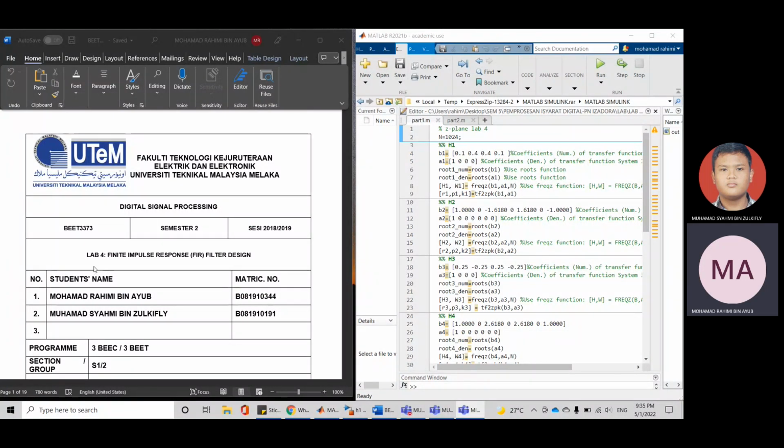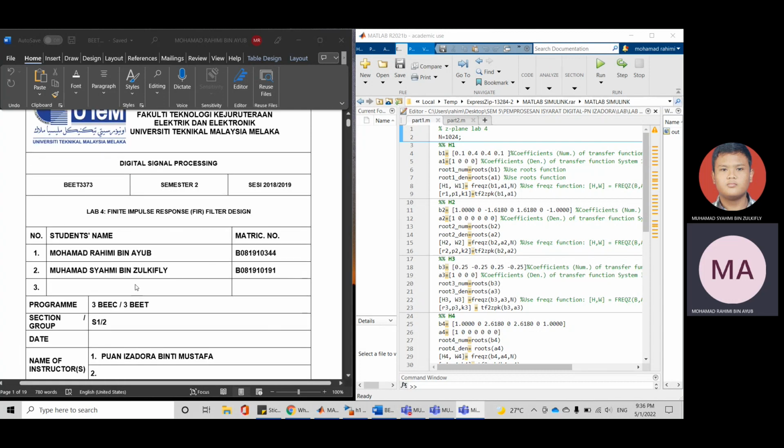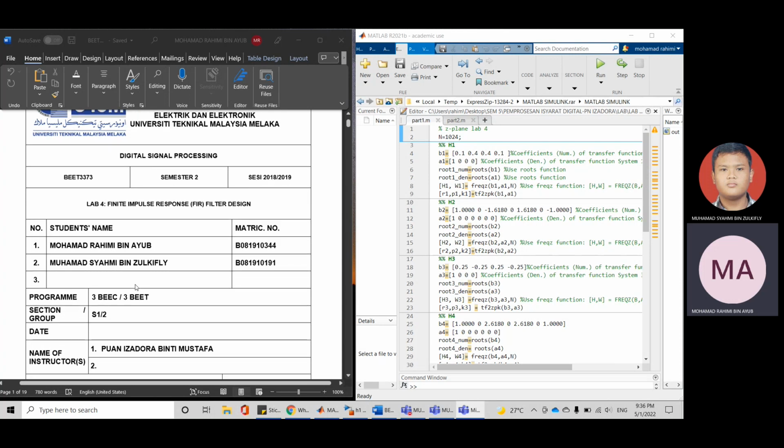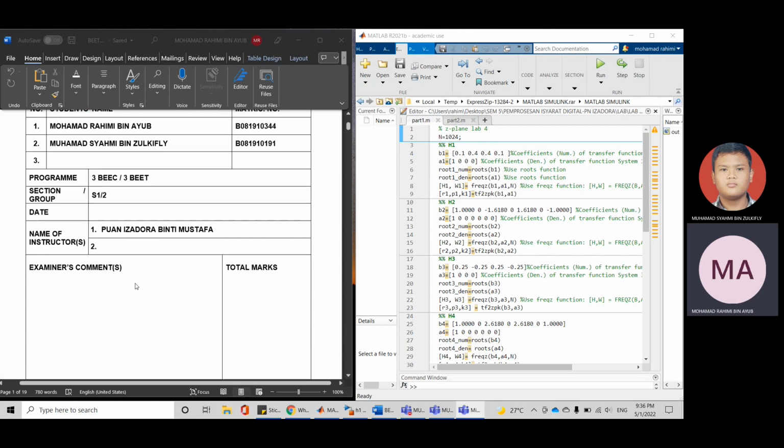So today we're going to present our Lab 4, which is Finite Impulse Response, or we call it FIR, filter design. My name is Muhammad Rahimi bin Ayub and my friend is Muhammad Syahmi bin Zulkifli. So let's go into the procedure.